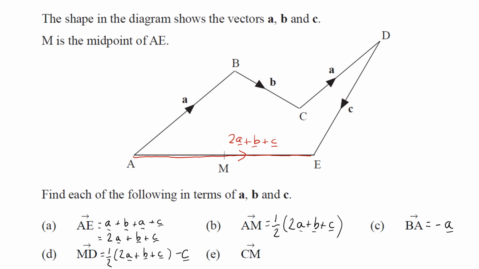You'd be expected to simplify this, because if we were to multiply out the bracket, we would get A plus a half B plus a half C minus C, and then we can collect our C's together. That's A plus a half B, then we've got a half minus 1, which is minus a half C. So that is MD.